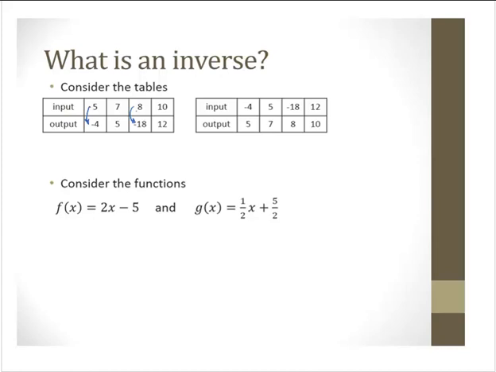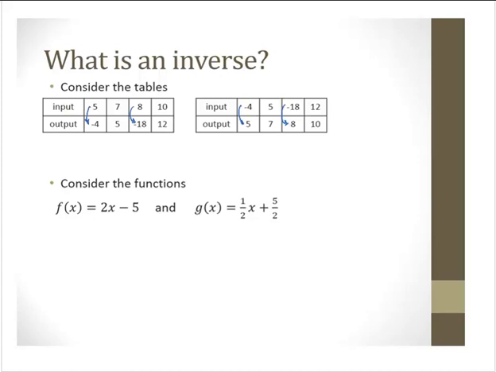Now if we look at this second table, notice how the input of -4 goes to 5. The input of -18 goes to 8. It has inverted the ordered pairs of the original function. Now let's consider these functions in symbols.